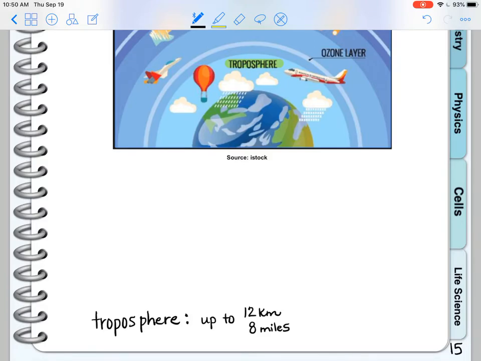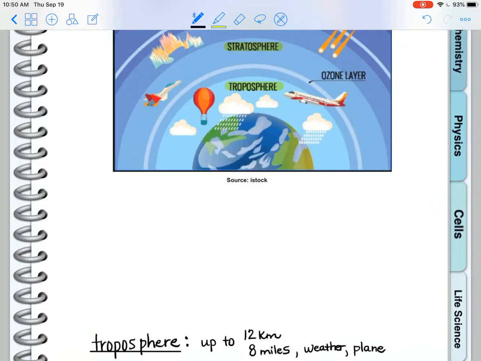And the troposphere is where you're going to have weather occurring. This is where hot air balloons, clouds, you see a passenger plane is flying in the troposphere. So the troposphere is the layer closest to the Earth. The next layer is the stratosphere. So I'm going to move up to stratosphere. And we'll talk about ozone. I know that's there too.